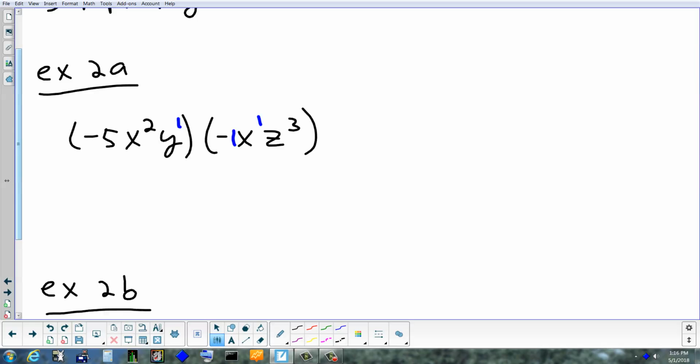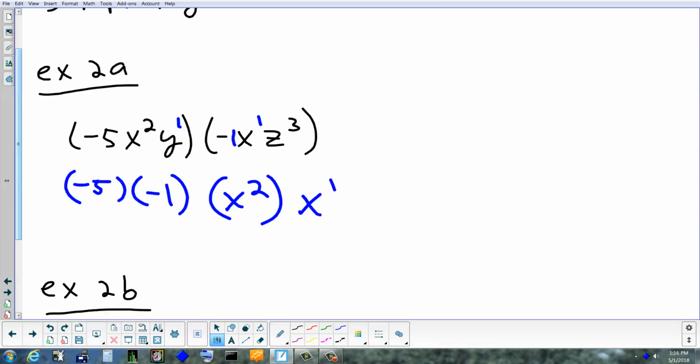But I think if I skip it, I'm going to confuse some people. So, what's the number in the first parenthesis? Just the number, no letter with it. -5. What's the number in the second parenthesis? Negative 1. If I didn't put in the blue, I probably would have confused some people. The number in the second parenthesis is -1. Let's go to the next. X squared. Is there anything that's a like term with x squared? X to the first. Now let's go to the y.